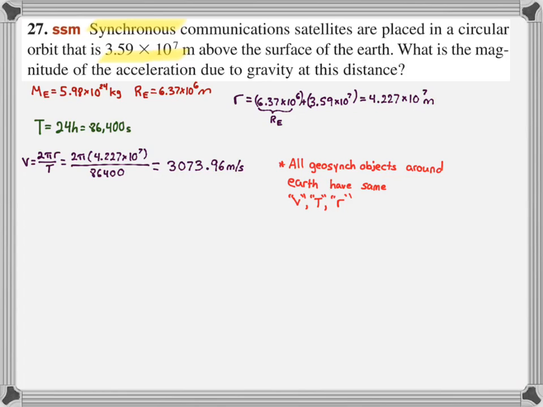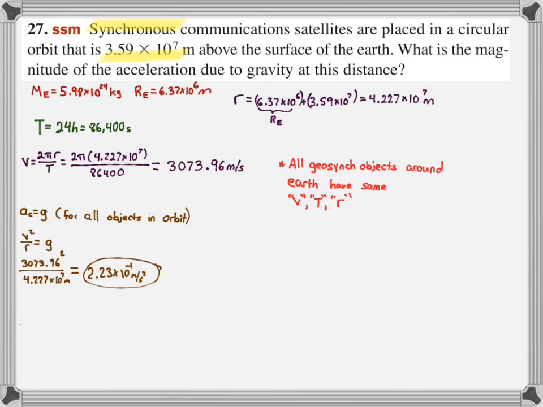Now, another relationship you can use: I know that when things are in orbit, the centripetal acceleration of the circular object is equal to the acceleration due to gravity. So we can use that relationship, and I know centripetal acceleration is v squared over r, so that means little g is the velocity squared divided by the distance from the center of its orbit. So we find out that the acceleration due to gravity is 0.223, or 2.23 times 10 to the negative 1 meters per second squared.